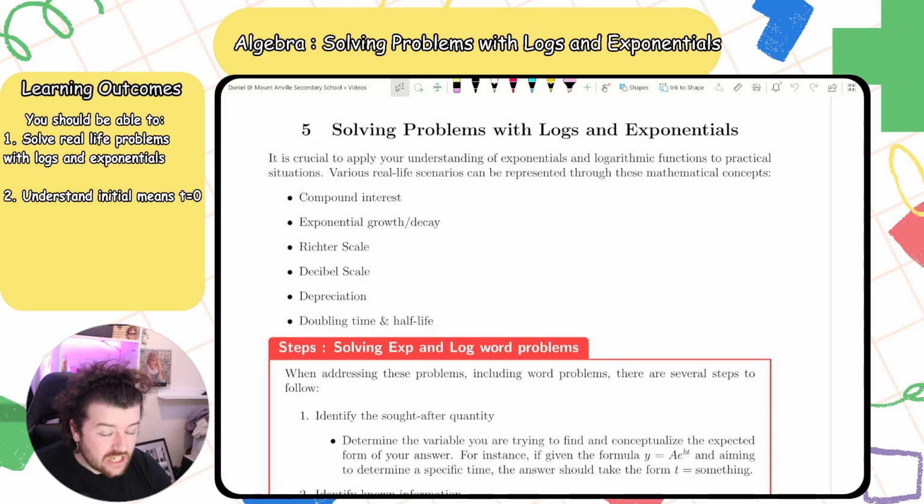It's crucial to apply your understanding of exponential and logarithmic functions to practical situations. Various real-life scenarios can be represented through these mathematical concepts. Logs and exponentials are used with a myriad of different things. Real-life examples include compound interest, exponential growth and decay, the Richter scale for earthquakes, decibels, depreciation, doubling time and half-life of elements.